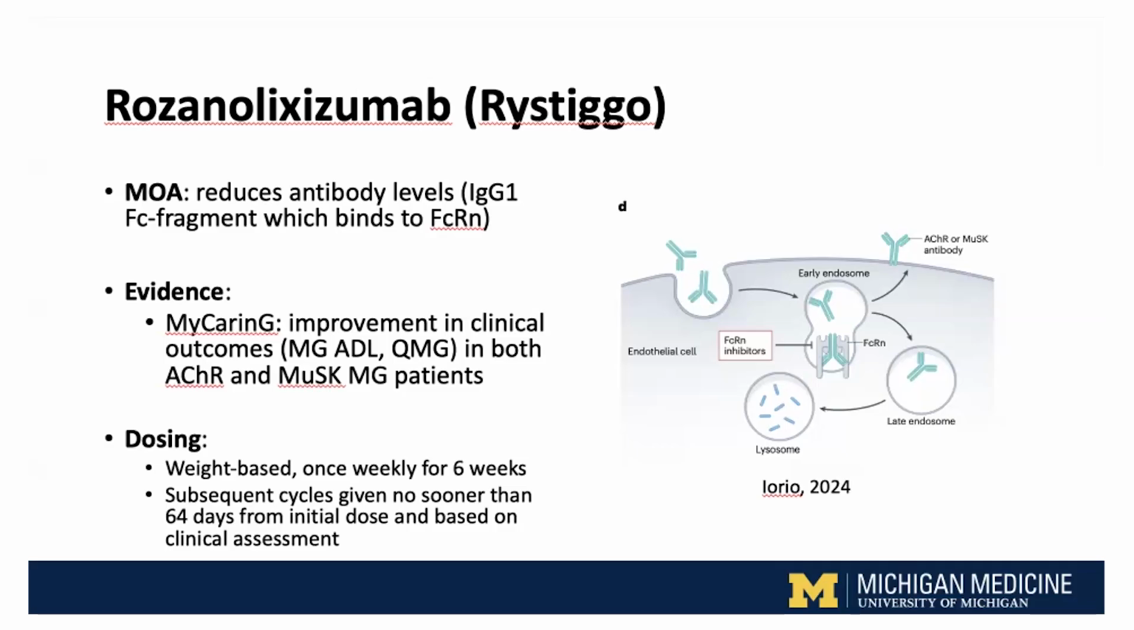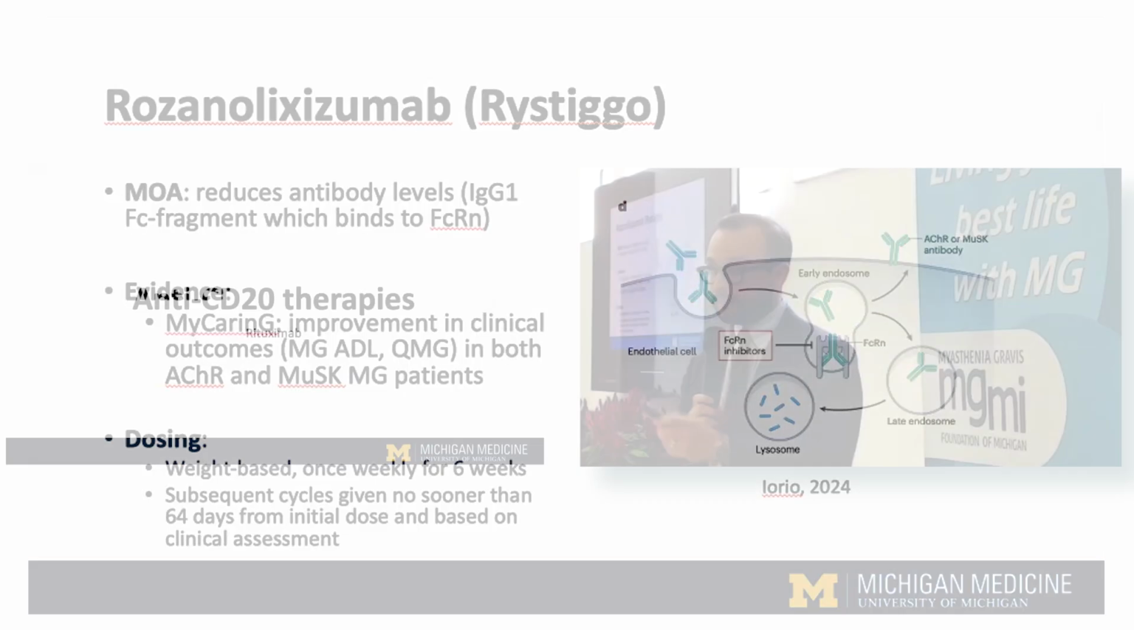It's a subcutaneous injection. So efgartigimod is an infusion. This is a subcutaneous injection that you give to yourself. And the MyCarron G was the randomized clinical trial that looked at it and showed the outcomes. Often, as far as the dosing, it's weight-based. You give it once weekly for 6 weeks, and then you have about 64 days from the first injection to the next dose that you can give. So similar to efgartigimod, where there's a period of time in between each cycle of treatment.